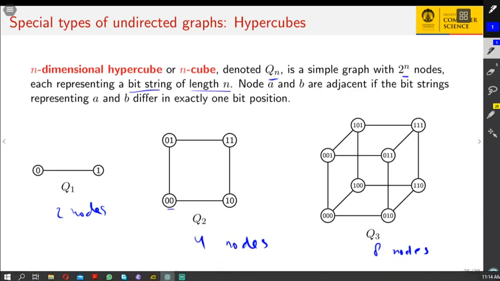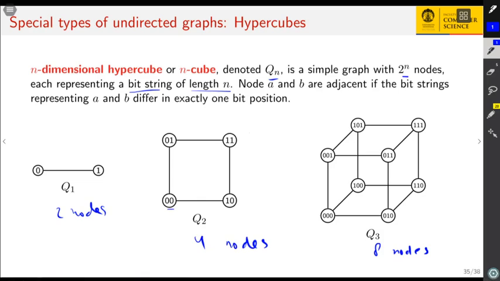Then the nodes A and B will be adjacent if the bit strings representing A and B differ in exactly 1 bit position. So for example, 0 differs in 1 bit position from 1. Also 00 and 01, and 00 and 10, differ in 1 bit position, and so on.